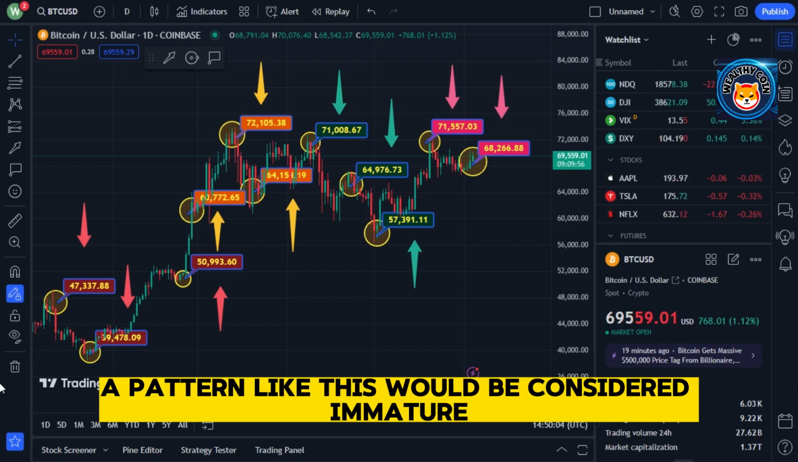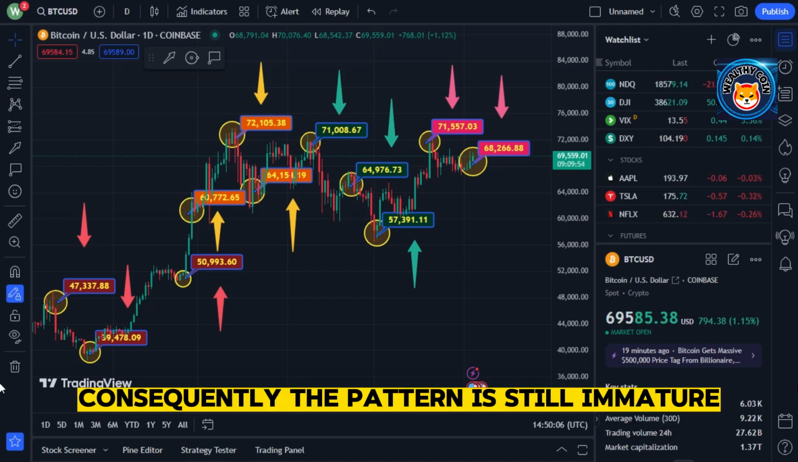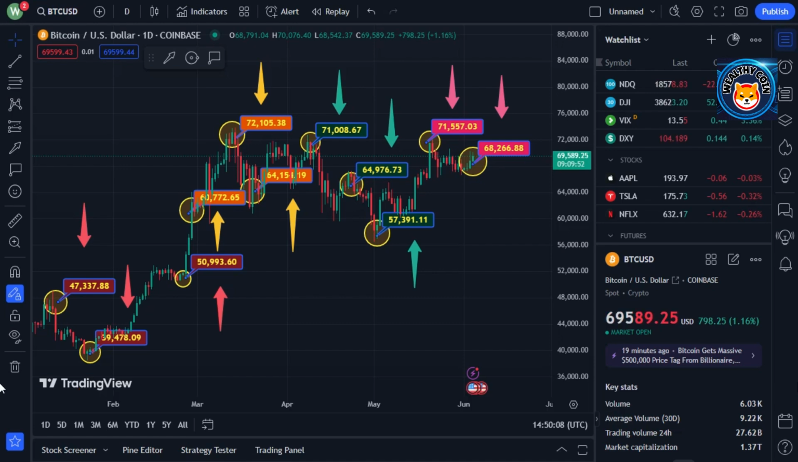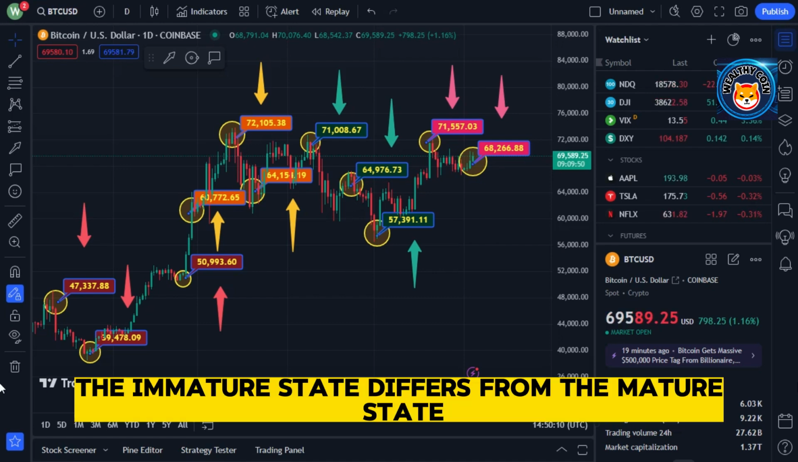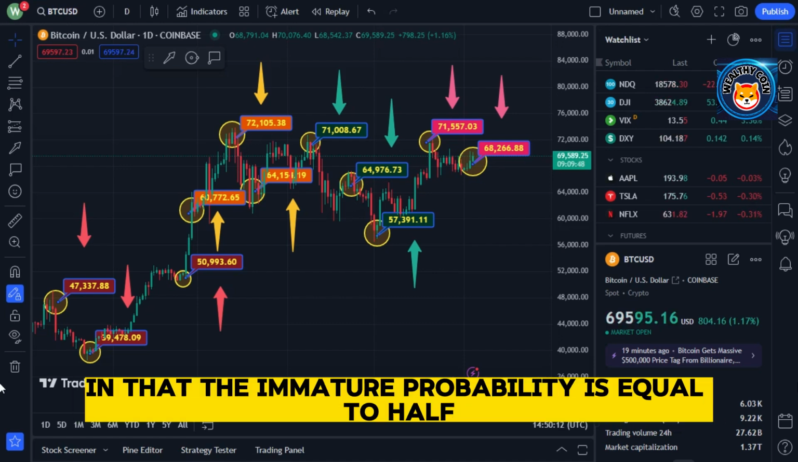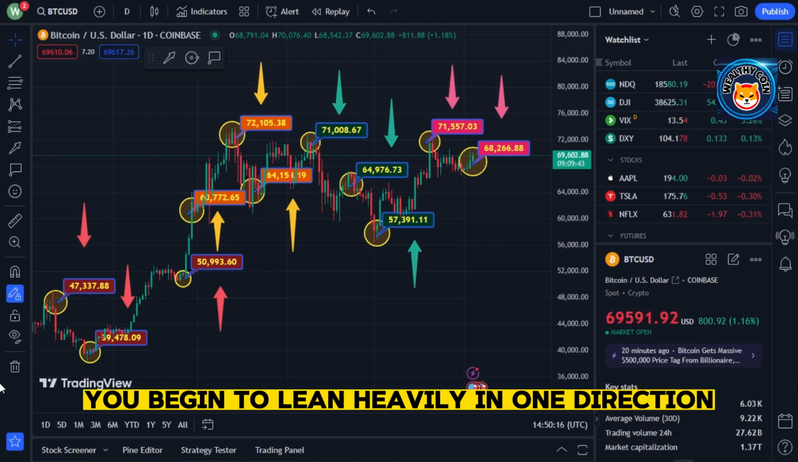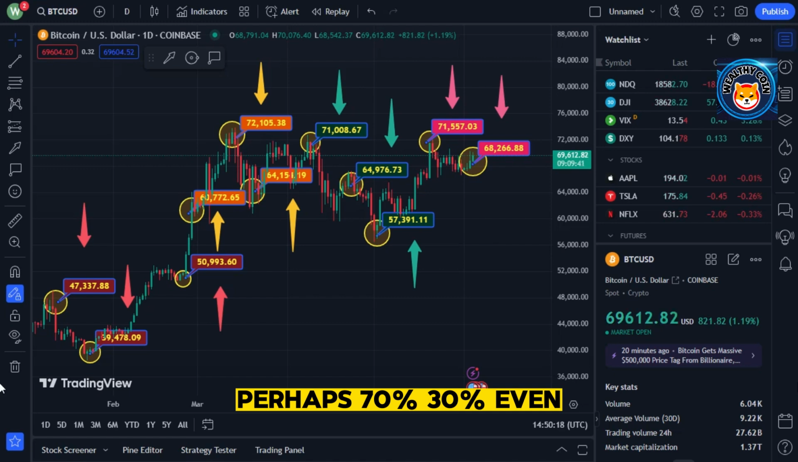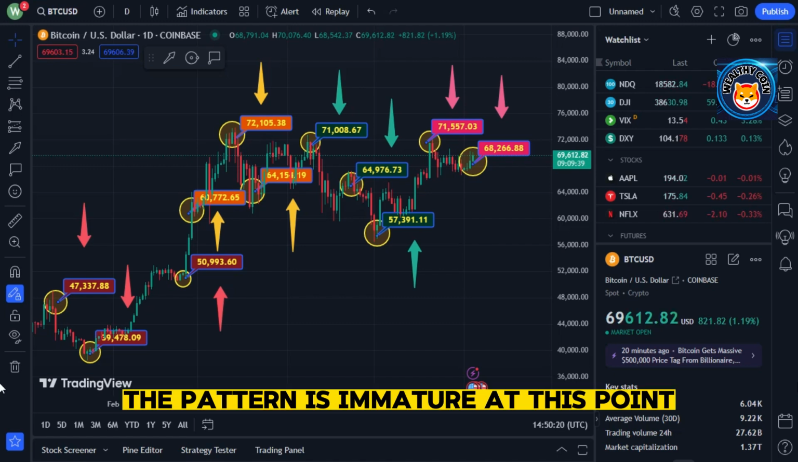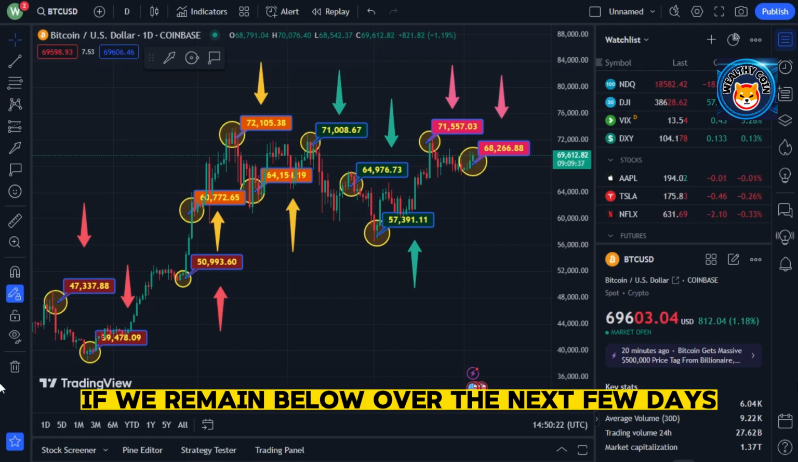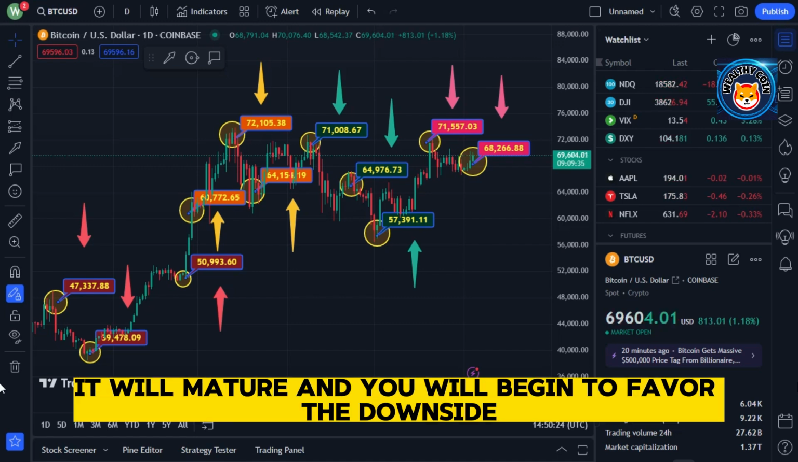A pattern like this would be considered immature. Consequently, the pattern is still immature. The immature state differs from the mature state in that the immature probability is equal to half. As a pattern matures, you begin to lean heavily in one direction, perhaps 70%, 30%. Even the pattern is immature at this point. If we remain below over the next few days, it will mature, and you will begin to favor the downside.